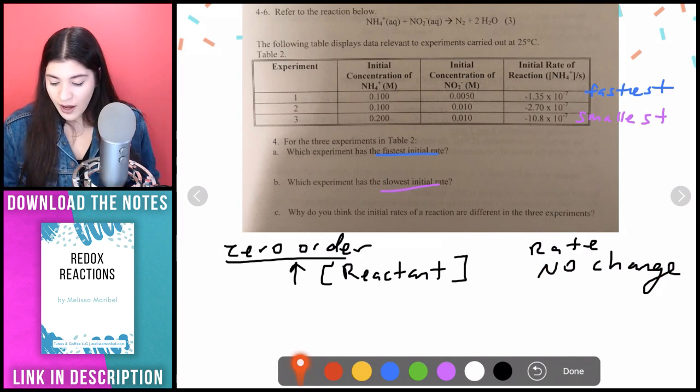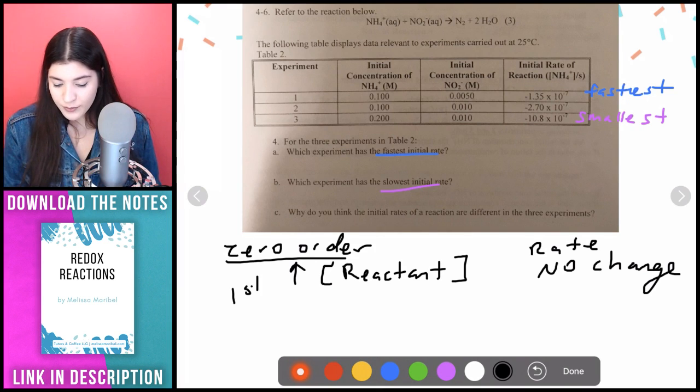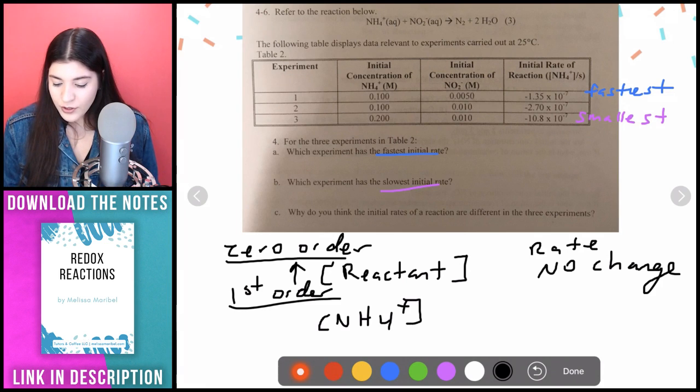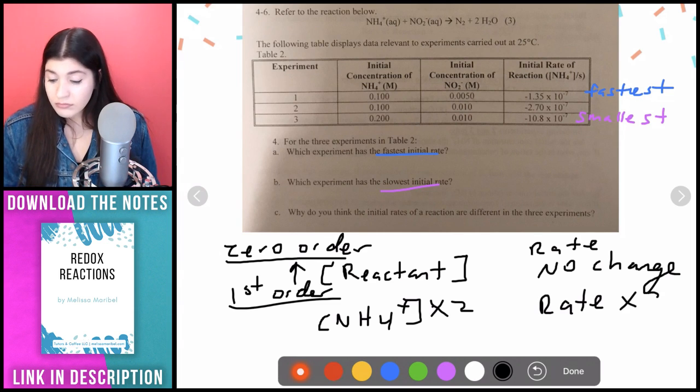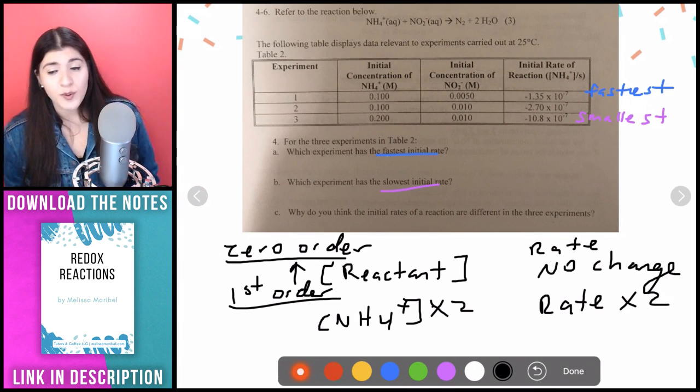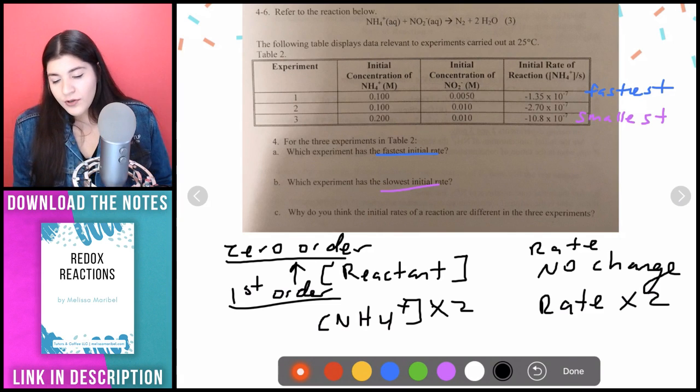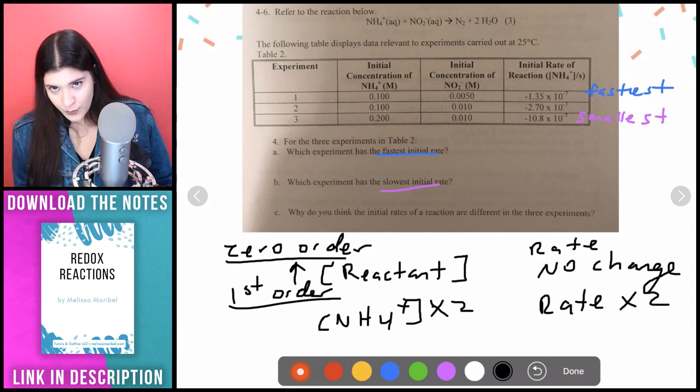However, let's say this is first order. If this were first order, and our reactant, I'm actually going to use NH4, if I were to double this, that means that my rate would also double. So those are going to be proportional to each other. If you were to triple it, then the rate would also triple. So that's going to go hand in hand.